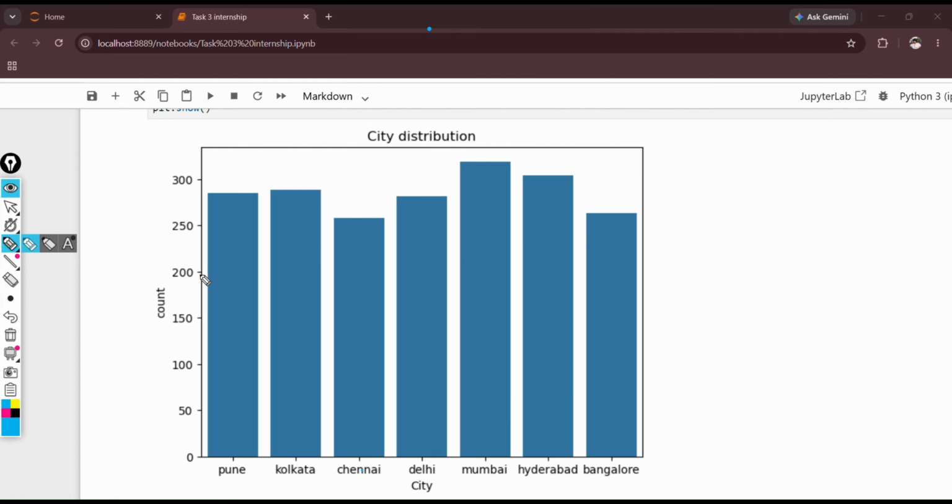Here, the x-axis represents different cities, while the y-axis shows the number of houses available in each city. From this graph, we can observe that Mumbai has the highest number of house listings in our dataset, followed closely by Hyderabad. On the other hand, Chennai and Bangalore have comparatively fewer house records. Although there are slight differences, the bars are fairly similar in height. This tells us that the dataset is reasonably balanced across different cities, which is important because it prevents one city from dominating the analysis.